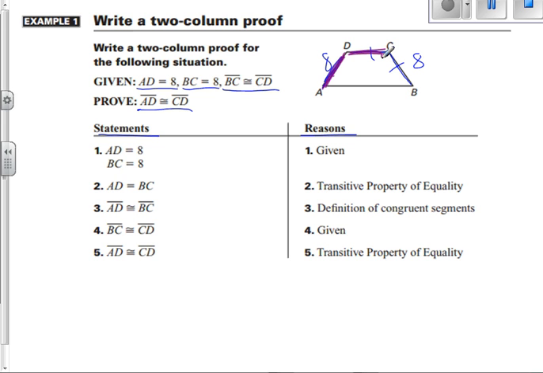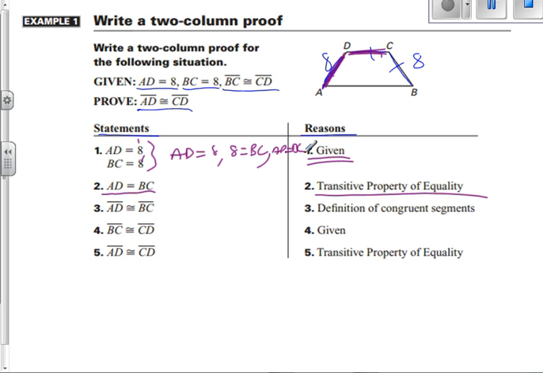First thing you do is write what's given. That part was easy. And we can say that AD is equal to BC. That's your transitive property. If you're not sure how that works, we know that AD is 8. We know that BC is 8. Therefore, we know that AD is equal to BC. If I wanted to break that down further, AD is equal to 8, I know that 8 is equal to BC, therefore AD is equal to BC. That's how they use the transitive.